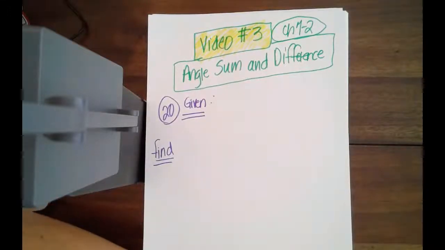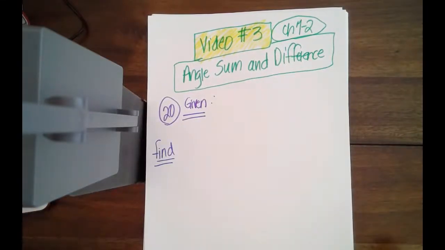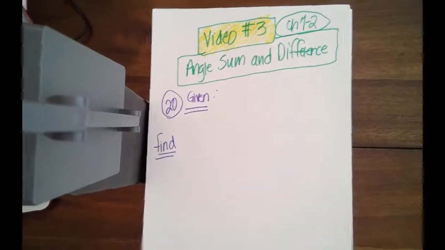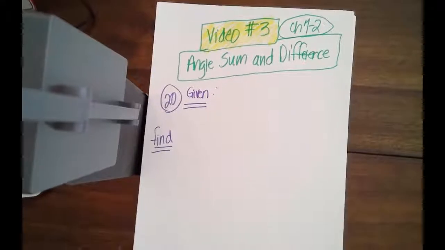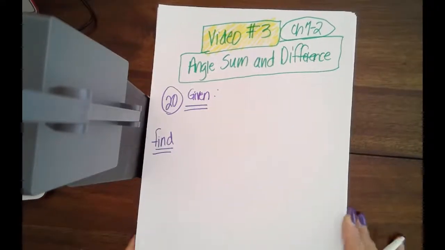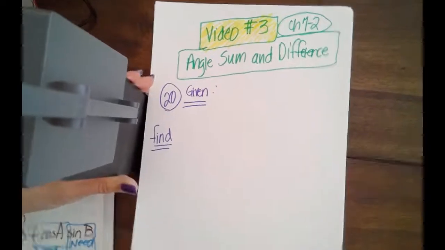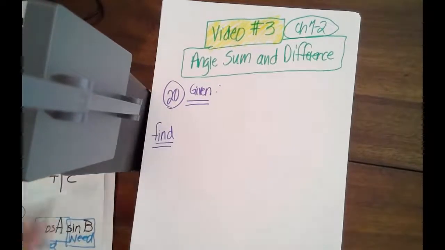Okay guys, welcome back to video number 3 for chapter 7.2, angle sum and difference. I promised you that this one is a little more involved, but it's nothing you can't handle. You just have to take what you've got and find what they're looking for, knowing what you know, which is the unit circle and the quadrants quite well.